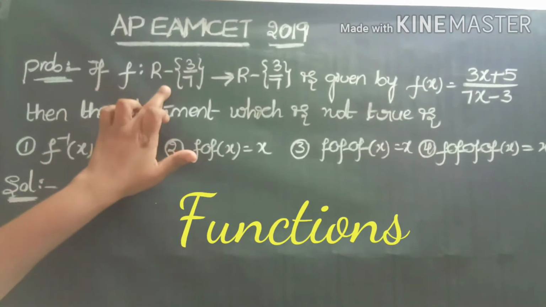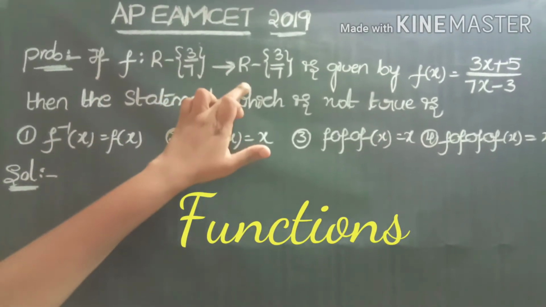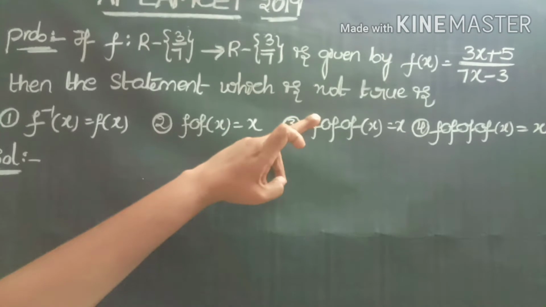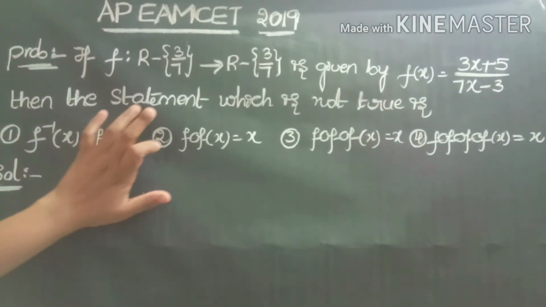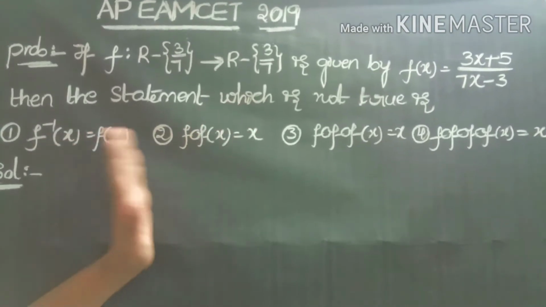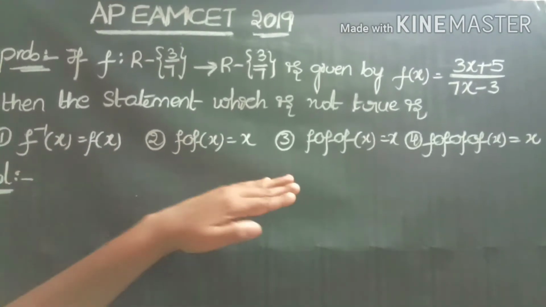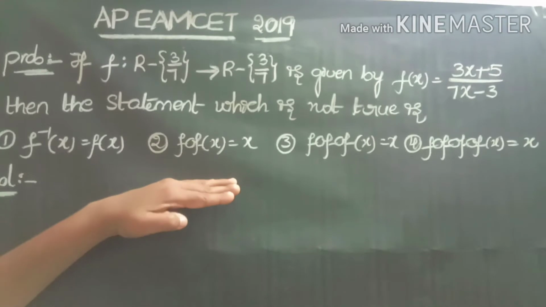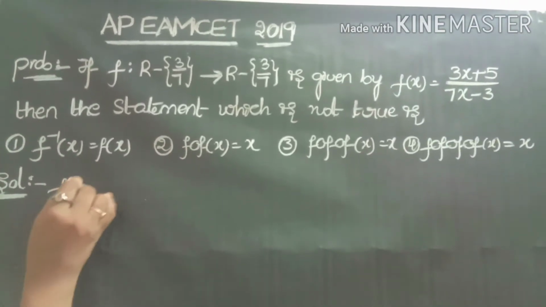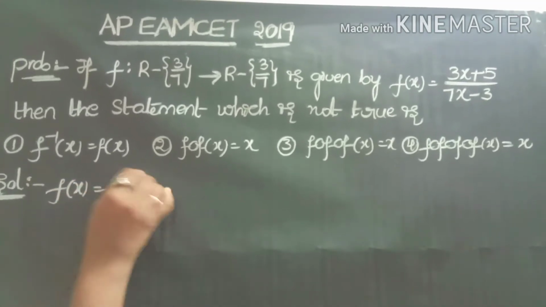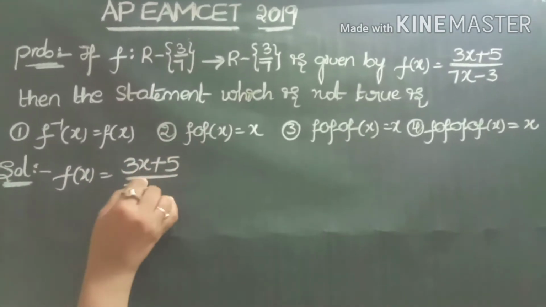If f from R minus 3/7 to R minus 3/7 is given by f(x) = (3x + 5)/(7x - 3), then the statement which is not true is... Among the given statements, we have to check which statement is the wrong statement. So here first we are taking the function f(x) = (3x + 5)/(7x - 3).